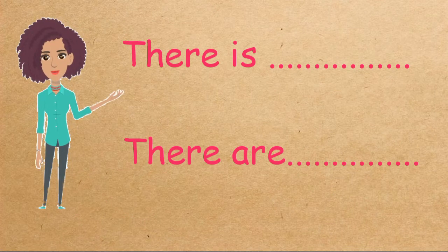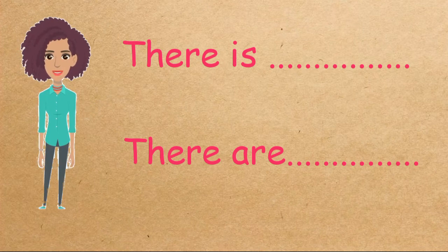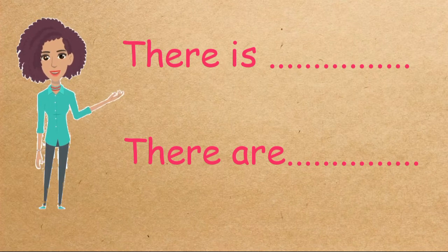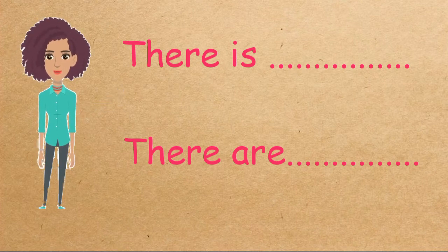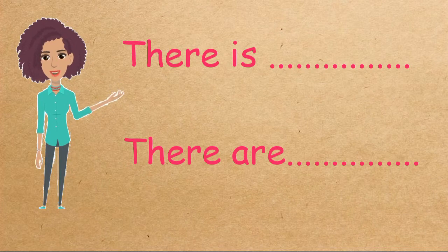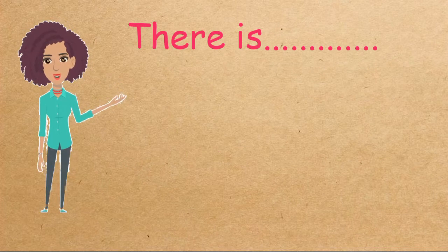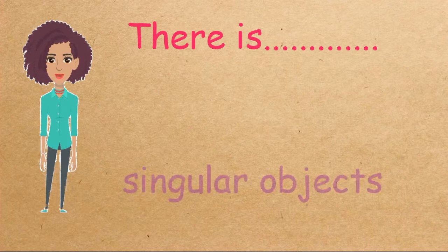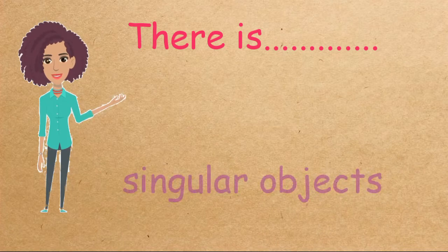Now, let's try to describe the picture using these 2 structures. There is, there are. We use there is to describe singular objects.